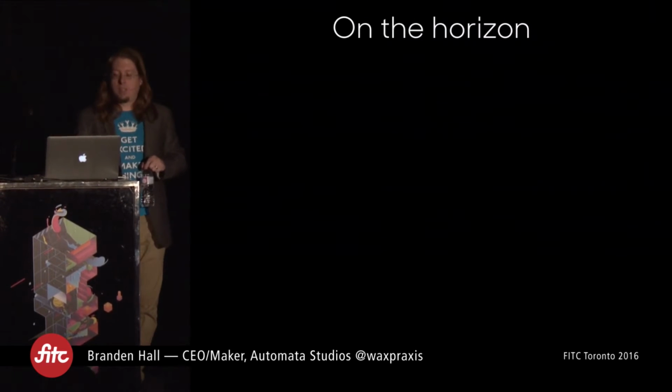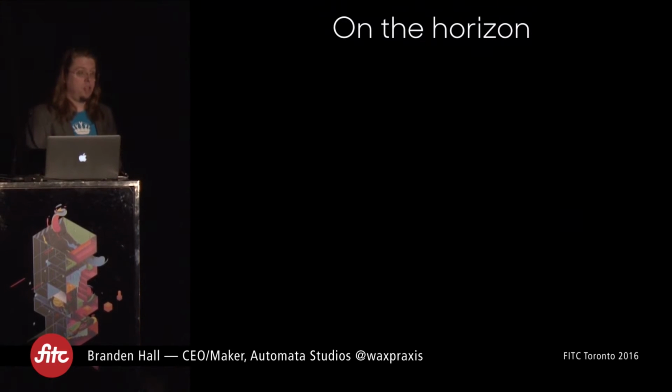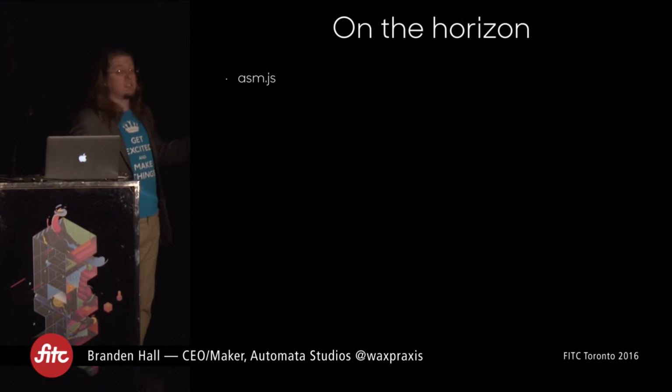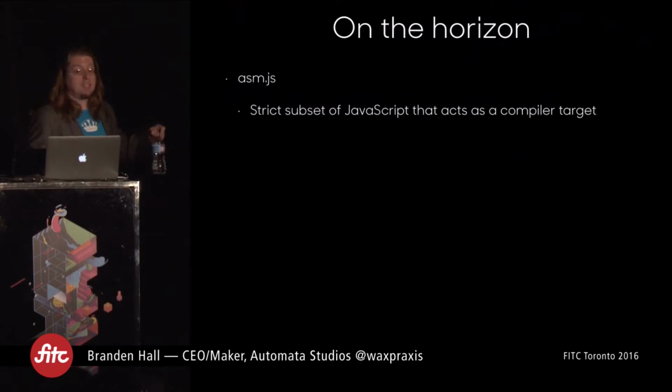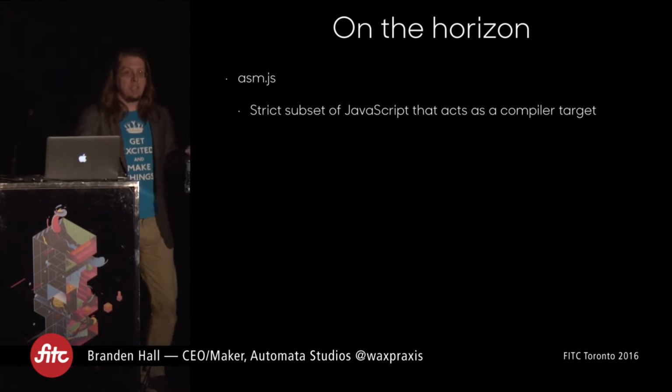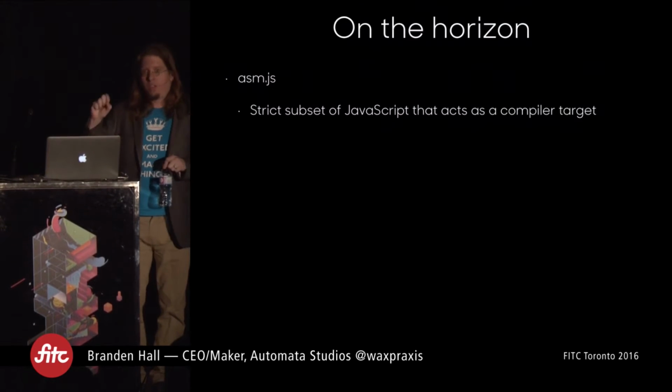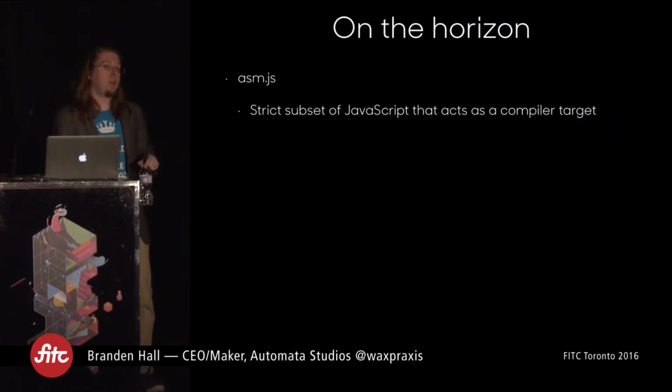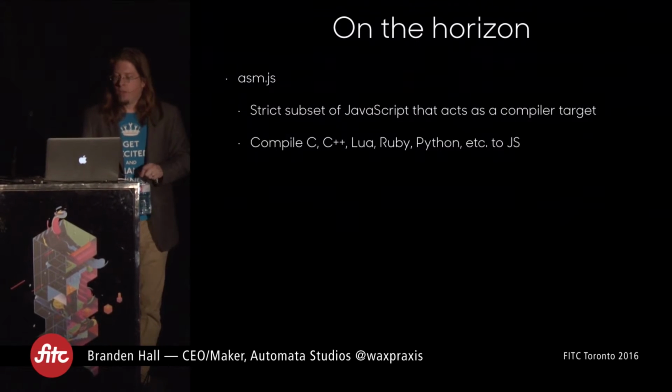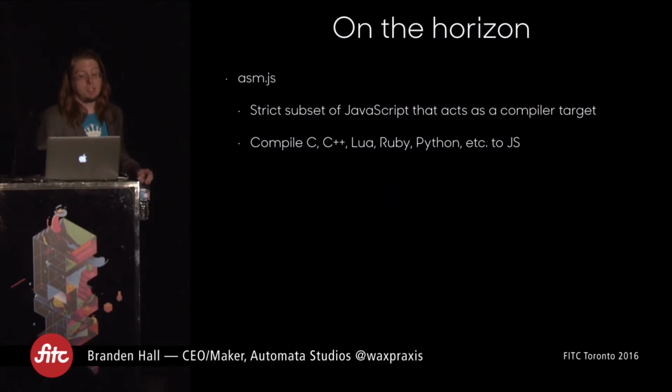It's getting worse because there's more things coming, and the steamroller's heading right towards us. You've got ASM.js. It's a strict subset of the JavaScript language that acts as a compiler target so that things can be run damn near bare metal in JavaScript. So you can compile C and C++, Lua, Ruby, Python, whatever, to JavaScript, and it runs really fast in the browser, like really, really fast.